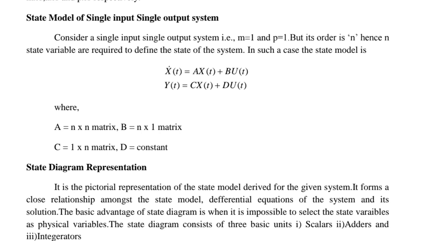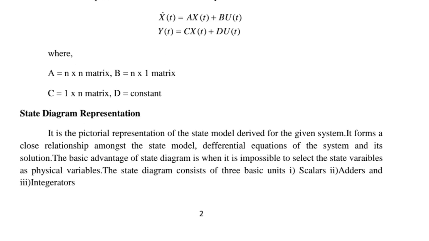So for that state model, see this equation: x dot of t is equal to Ax of t plus Bu of t, and y of t is equal to Cx of t plus Du of t. So here the A value, how to take: n×n matrix, and B is an n×1 matrix, and C is a 1×n matrix, and D is a constant.